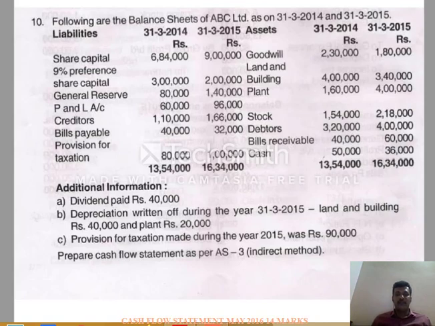Coming to non-current assets, land and building and plant are non-current assets, whereas goodwill is an intangible asset and it should be adjusted in the profit and loss account. That is, there is a decrease of 50,000 in the value of goodwill that should be considered as goodwill written off during the year 50,000.